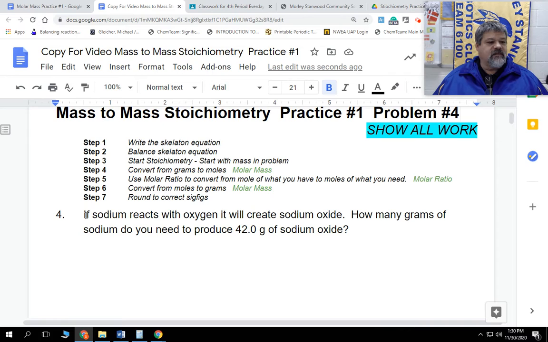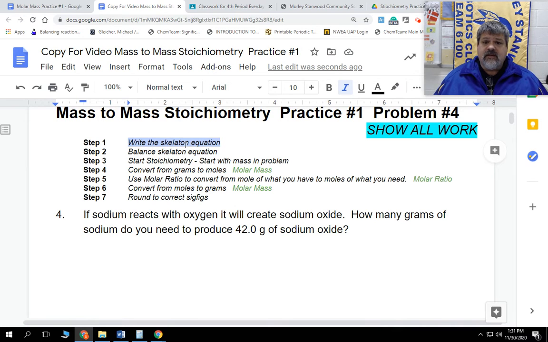If we read it, it says, if sodium reacts with oxygen, it will create sodium oxide. And then how many grams of sodium do you need to produce 42 grams of sodium oxide? So the first thing we need to do is write our skeleton equation. You can't do this without writing the skeleton equation. And as always, for my class, you need to make sure you show your work.